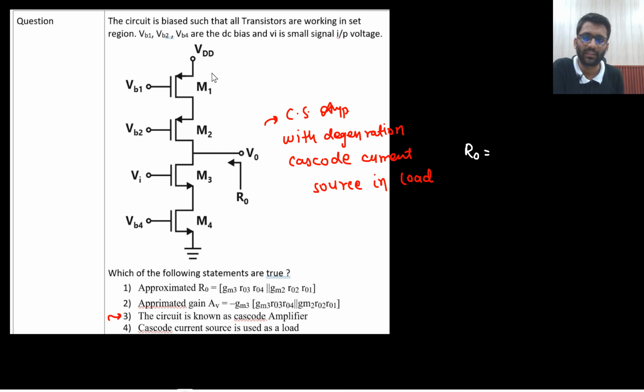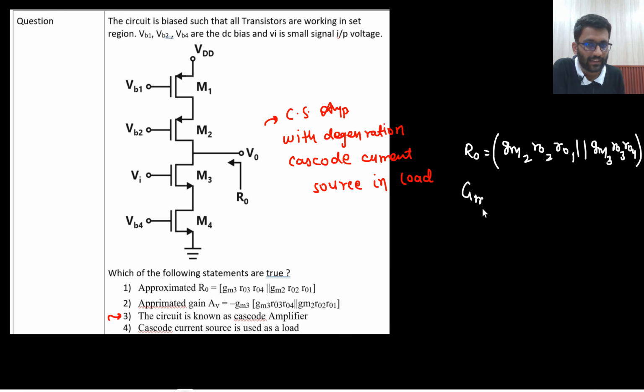What will be the output resistance? This will be replaced with RO1. So the output resistance will be gm2 ro2 ro1, in parallel with, this will be replaced with ro4, gm3 ro3 ro4. Right, very standard circuit it is.